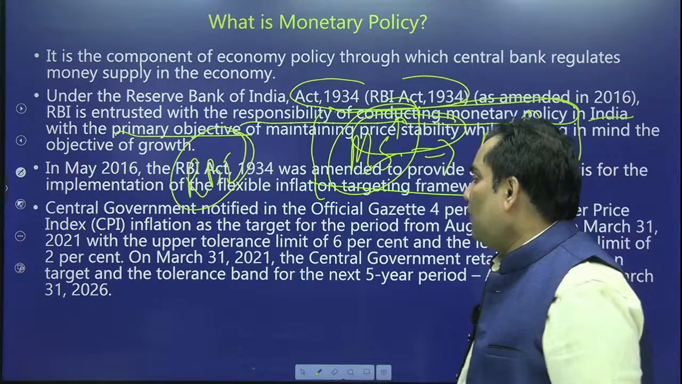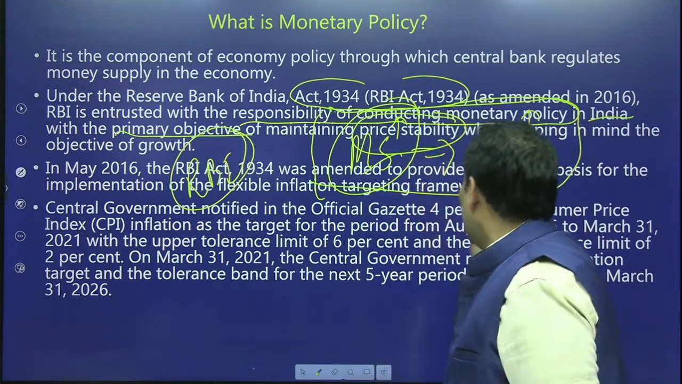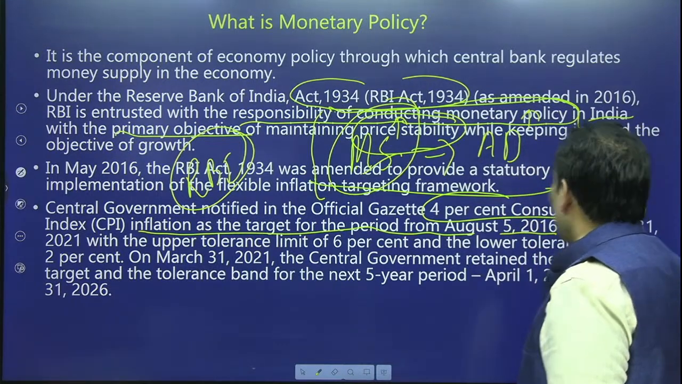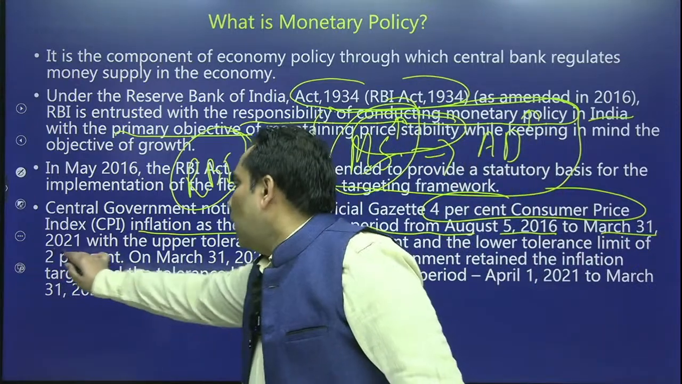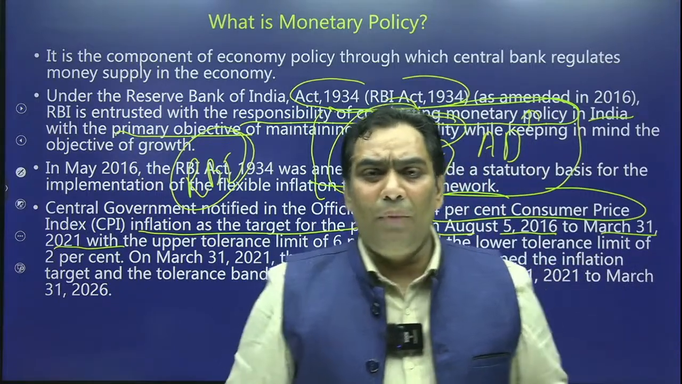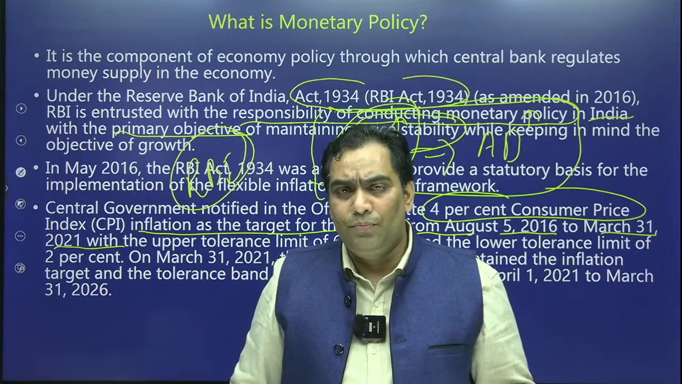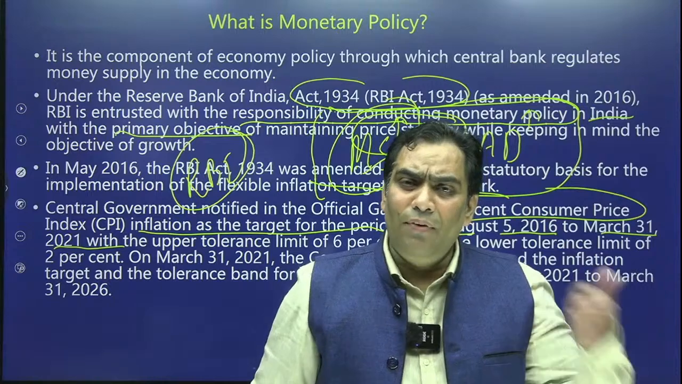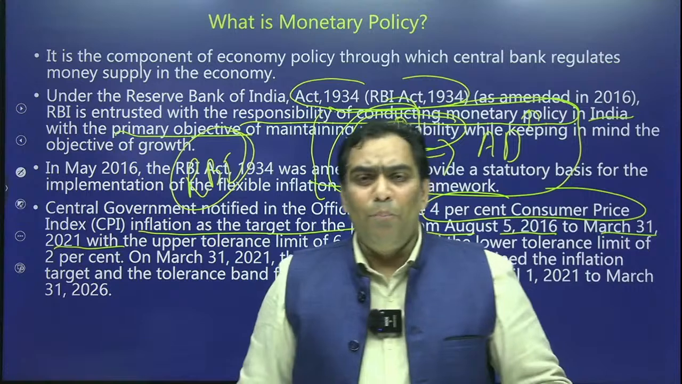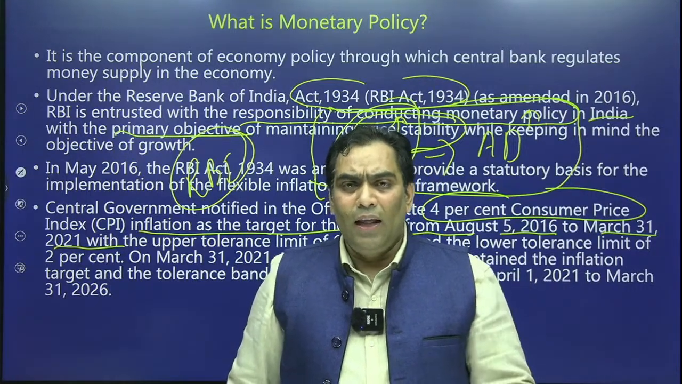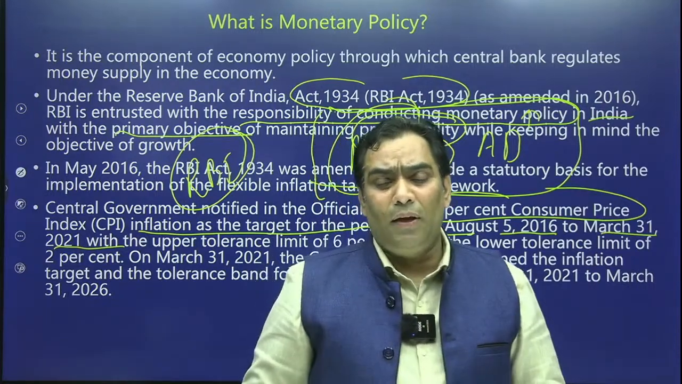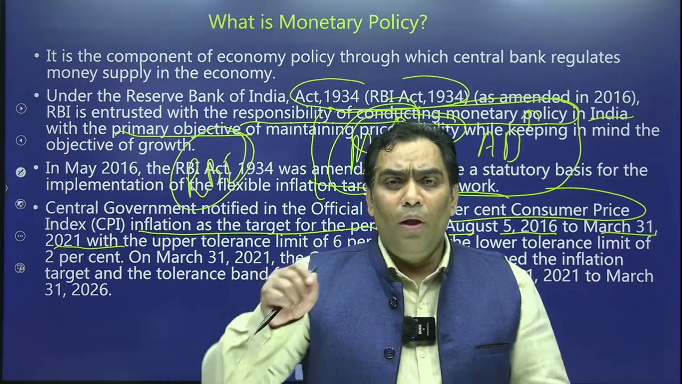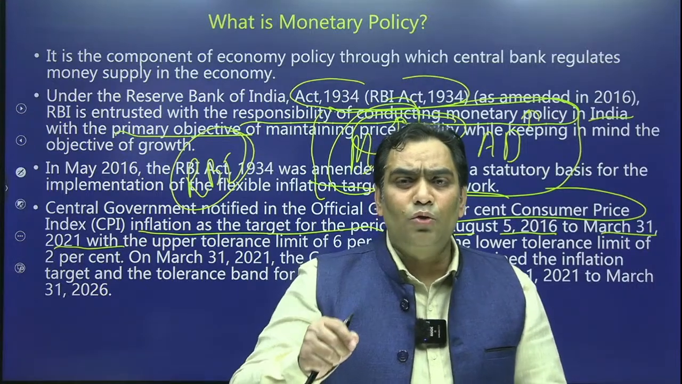As per the RBI Act 1934, which was amended in 2016, the central government officially notified in the Gazette a 4% consumer price index as the inflation target for the period from 5th August 2016 to 31st March 2021, with upper and lower tolerance of plus minus 2%. That means ideally the consumer price index inflation rate should be 4%, but plus minus 2%. That means the maximum rate of inflation in the economy can be 6%, whereas the minimum can be 2%. So the inflation rate from 5th August 2016 to 31st March 2021 should be 2% to 6%.